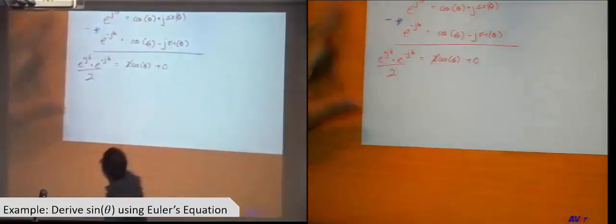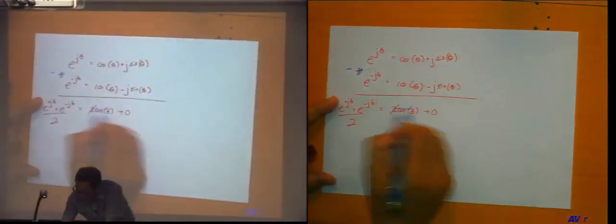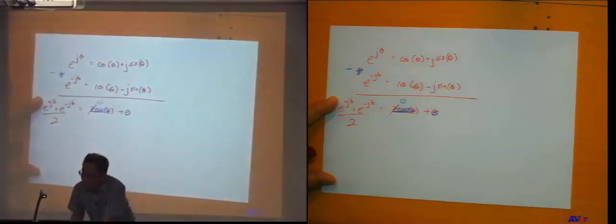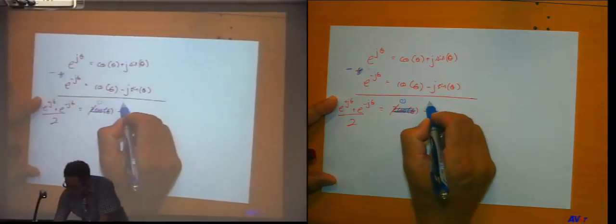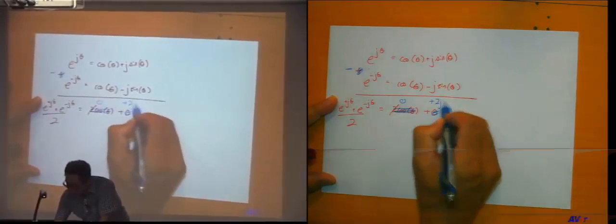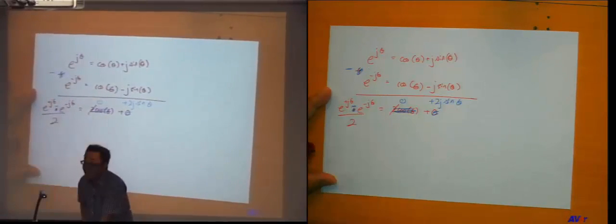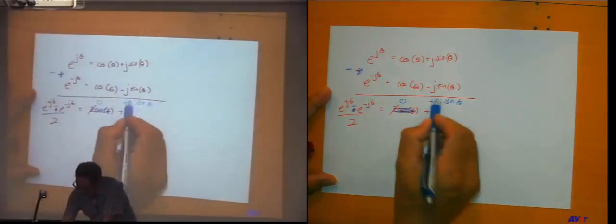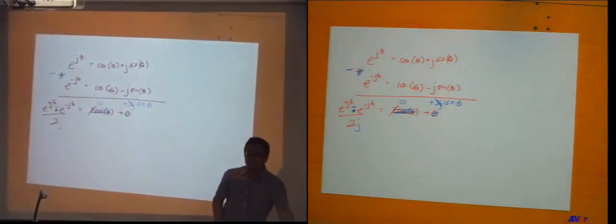Minus. What will happen, guys? Cos will become 0, right? Sine becomes plus 2j sine theta, right? So this is minus, right? So I don't like the 2j. Finish. Yes? That's it.